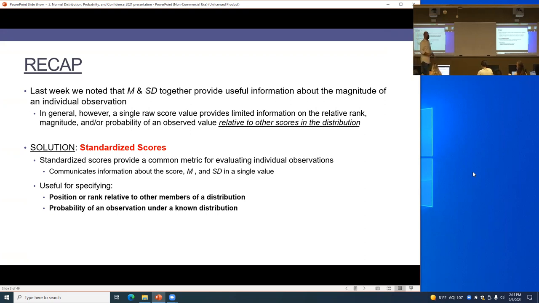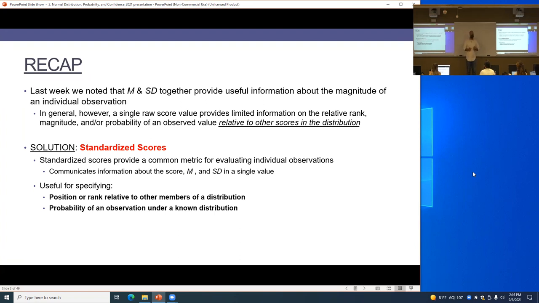cool. We talked about last time, if we have mean and standard deviation, this can give us some useful information about inferring the magnitude of some score observation that we've got, so long as we assume something follows a normal distribution. Okay. But that single raw score doesn't do a whole lot telling us the rank, relative magnitude, or the specific probability of some value that we've observed. So it gives us some information, but we're still falling short in terms of maximizing our understanding of where that score falls.